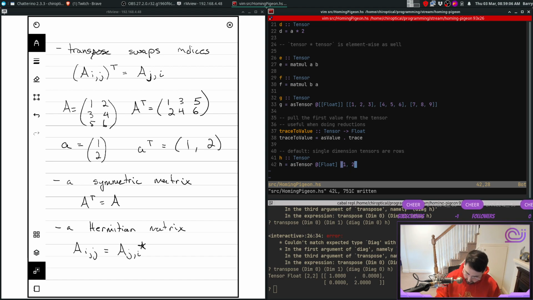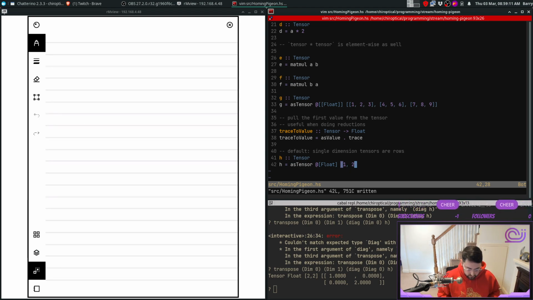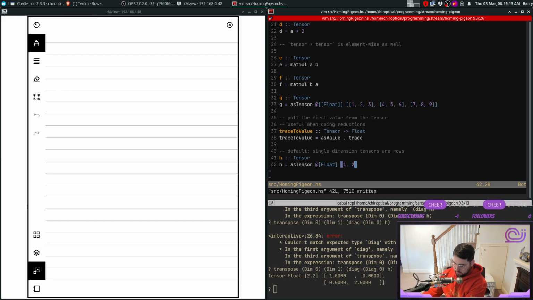If you've never dealt with this, I don't know if complex numbers in Haskell have this. I'm actually genuinely curious right now. Oh, right.